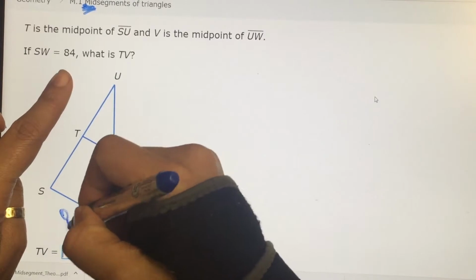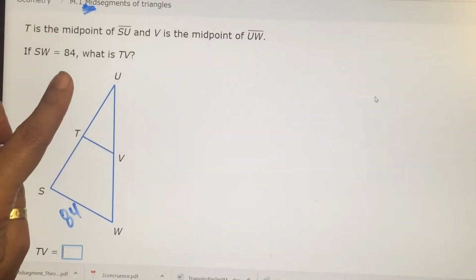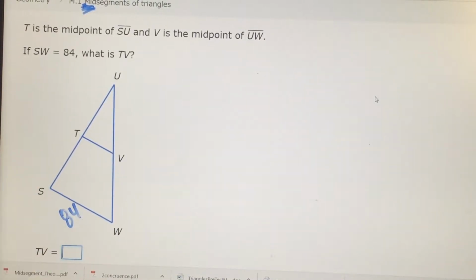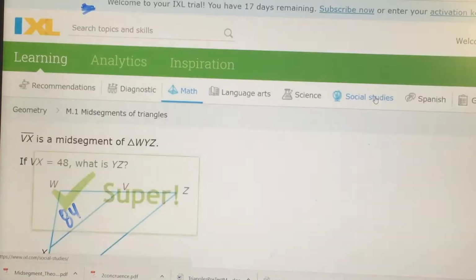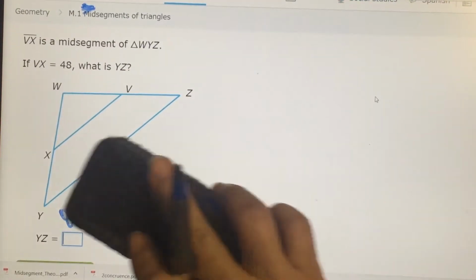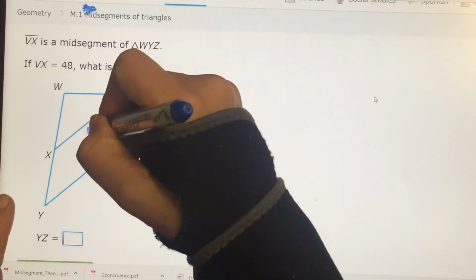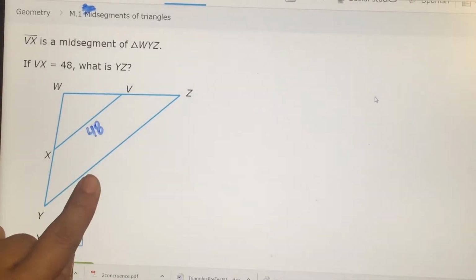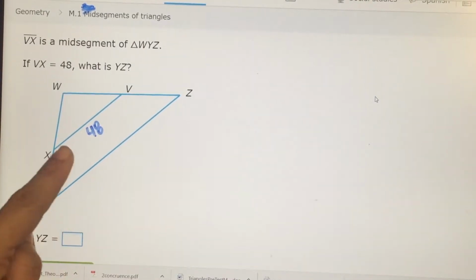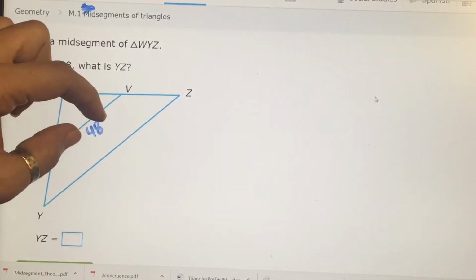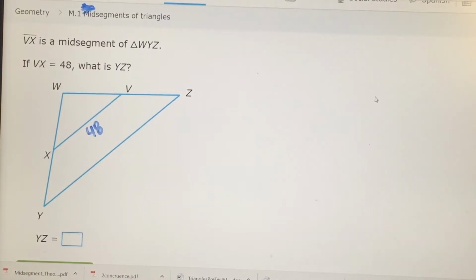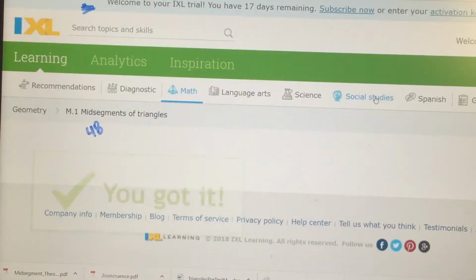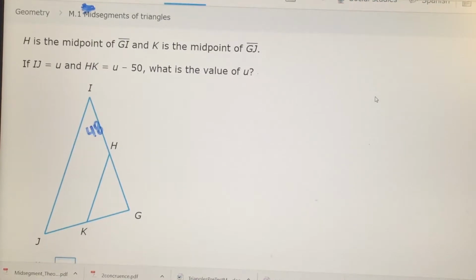All right, so you're given SW is 84. What is that? How do I get there? Multiply by 2. Do I make it longer or do I make it smaller? I make it smaller, divide by 2. So that's going to be 42. All right, WX is 48. From here to here, am I making it bigger or am I making it smaller? I'm making it bigger. So what do I do? I multiply it by 2. So 48 by 2 is 96. Oh, I'm working on my mental math today.